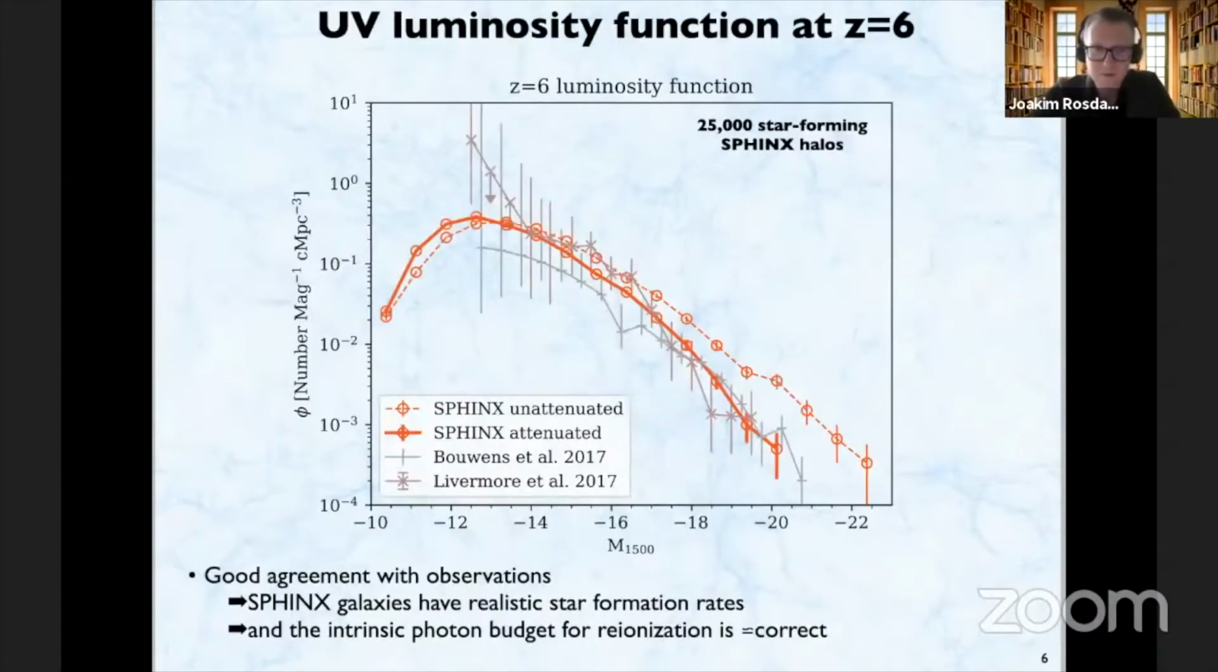Okay, so let's compare a bit to observations of the UV luminosity function at redshift 6. The muted colors here show you observational data. The dashed curve is SPHINX intrinsic UV luminosities from the SPHINX galaxies. And if we take into account dust attenuation, we get a pretty good agreement with observations at all magnitudes that are included in the simulation. So this gives us good confidence that our galaxies are fairly realistic in their star formation rates. And the budget, more importantly, for reionization is more or less correct. We have the correct number of photons produced per volume in the simulation.